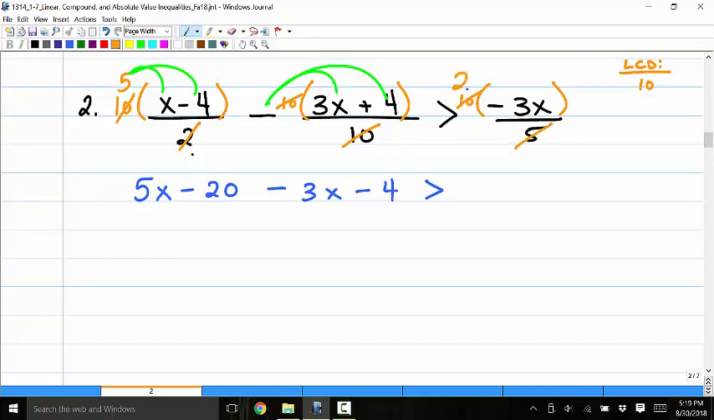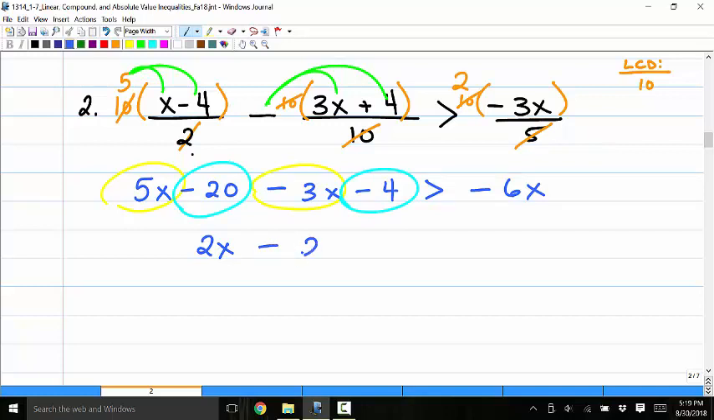5 goes into 10 2 times. I need to distribute the 2. Oh, not really. I'm just multiplying. 2 times -3x. Sorry, negative 6x. Are there any like terms to collect on the left? 5x minus 3x gives me 2x. Negative 20 minus 4 gives me negative 24, greater than negative 6x.